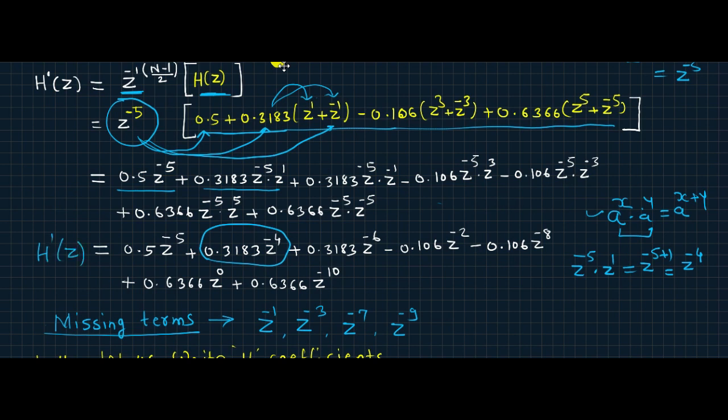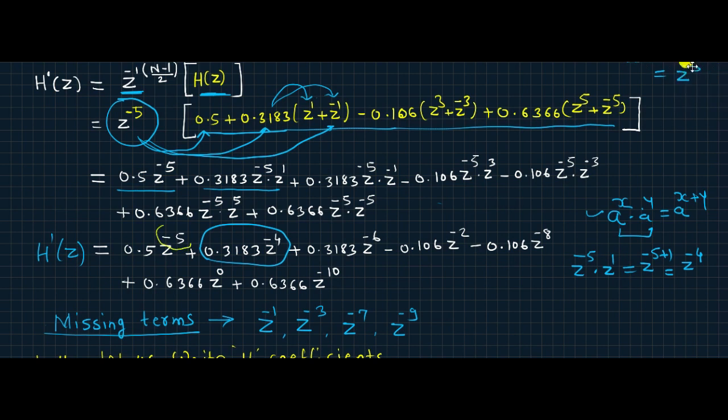We had H of z. Now we are obtaining the realizable transfer function in terms of z transform and we are calling it H dash of z. Now what are the missing terms in this?